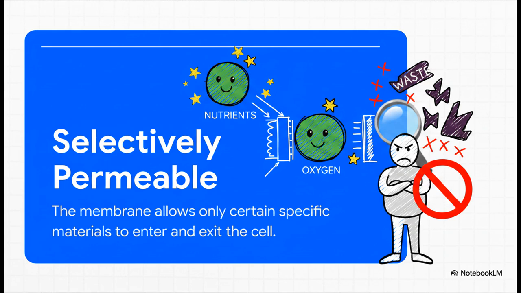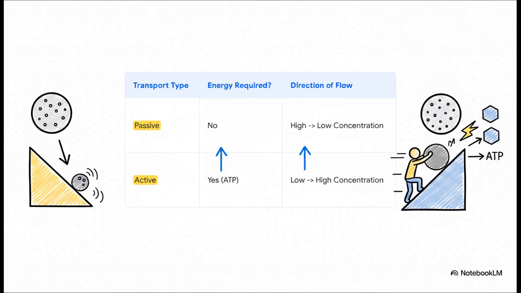It means the membrane is picky. It doesn't just let anything wander in or out. It's like the bouncer at the coolest club in town. It checks the list, letting in the good stuff like nutrients and oxygen, and kicking out the trash like waste products. It's the ultimate gatekeeper. So how does the bouncer decide who gets in?